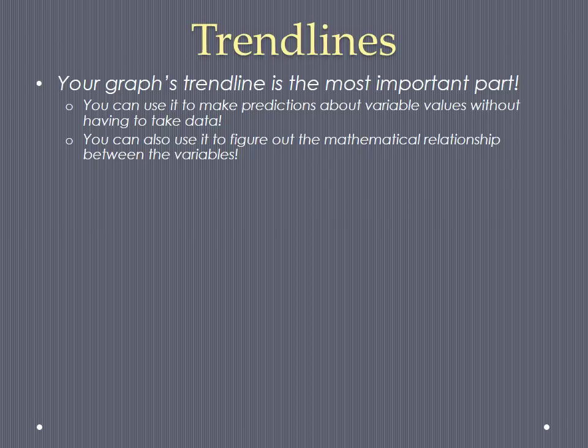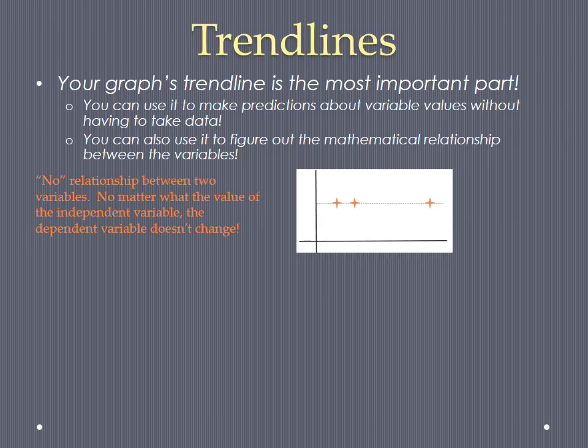The other important piece is that it helps us better see the mathematical relationship between the two variables in the graph. So there are 3 types of scatter plot graphs and relationships that we'll be looking at this year. The first one is a graph that shows no relationship between the two variables. The dead giveaway for this is a graph that has a horizontal trend line. This means that no matter the value of the independent variable, the dependent variable doesn't change. There's really no relationship between the two variables.